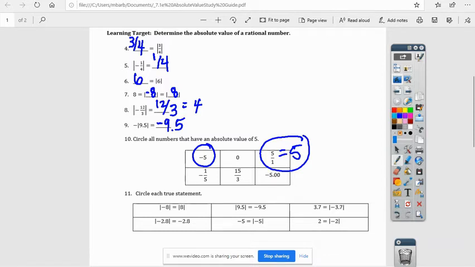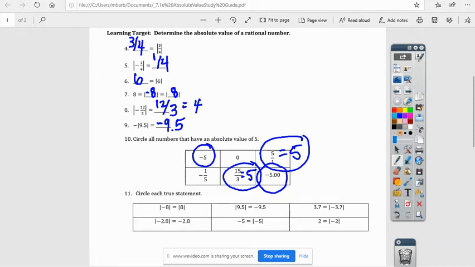-1/5. Well, that's not the same thing as 5, so we're not going to circle that one. And we know 15/3. You reduce that, it is going to equal 5. So we know that that has an absolute value of 5, so we're going to go and circle that. And -5.00. So if that number is in the absolute value brackets, we know that that will also have an absolute value of +5, so we're going to circle that.